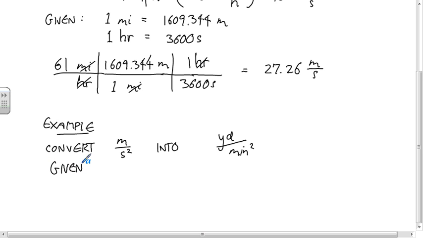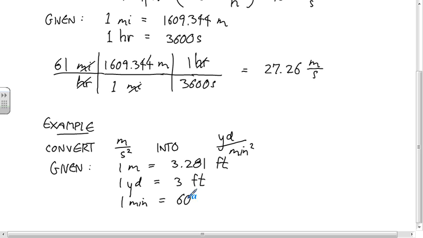Given 1 meter is equal to 3.281 feet. 1 yard is equal to 3 feet. And 1 minute is 60 seconds.